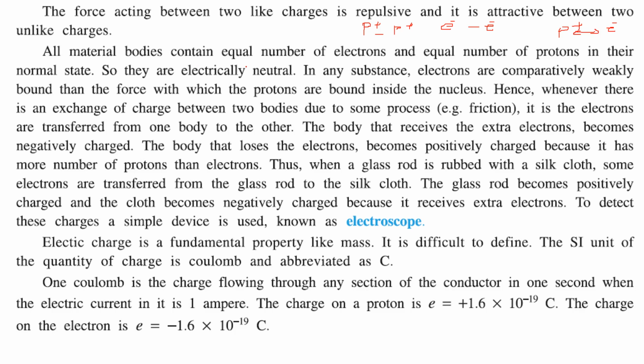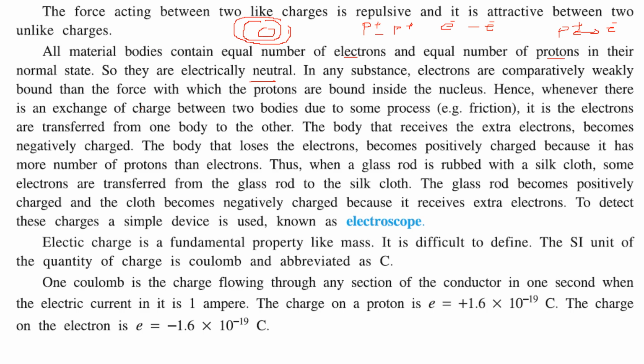So all material bodies contain an equal number of protons and electrons in their normal state. That is, they are electrically neutral at this time. But the electrons, as I just showed you, are outside because this is the nucleus. Electrons are outside. So there is some outermost orbit where always some electrons are present and they are moving, they are orbiting.